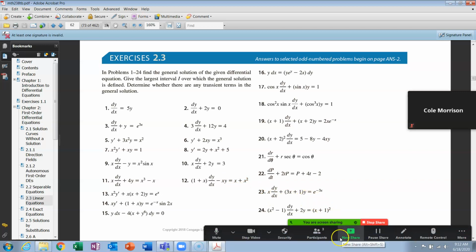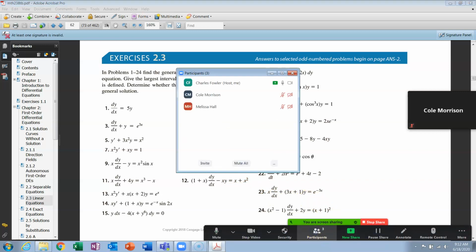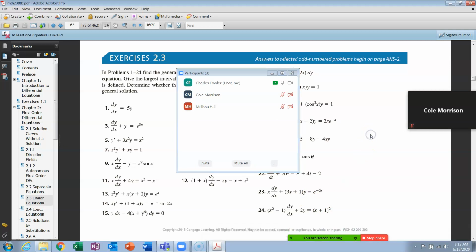Okay, just make sure no one else has tried to come in. No, still got it. I just don't see Melissa's name anymore. I see Cole's. I wondered if she had to X out for a minute, but she's still here, so good.